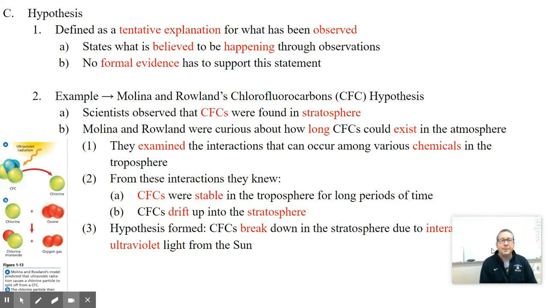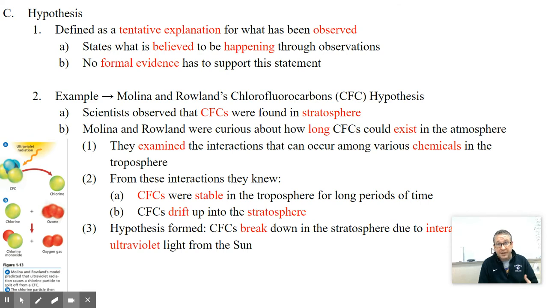So what they did was they examined the interactions that occur among various chemicals in the troposphere. And from these interactions, they knew that CFCs were stable in the troposphere for long periods of time, and that CFCs will drift up into the stratosphere after they are in the troposphere.